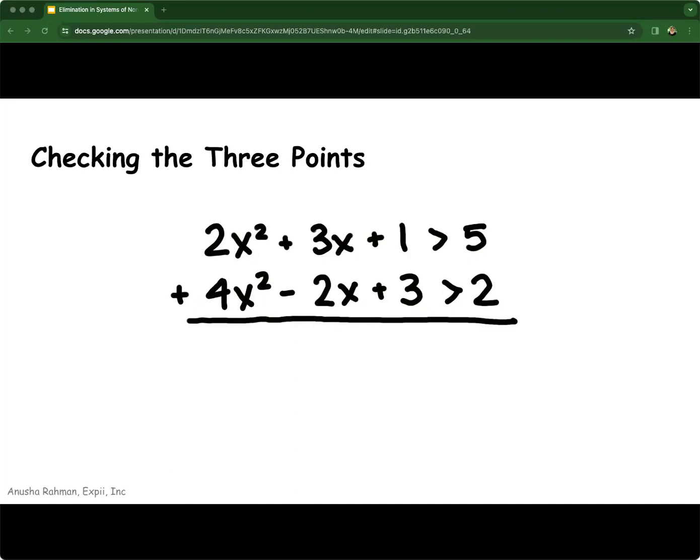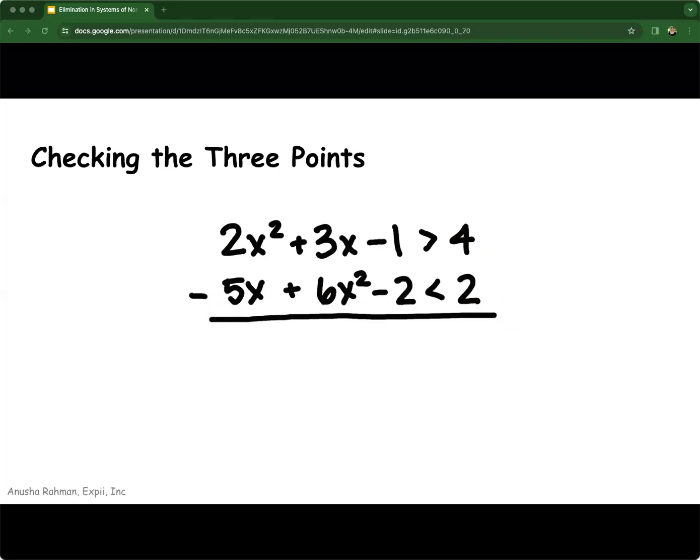In the third point, we said that the like terms should be stacked on top of each other. We can see that the squared values are on top of each other, the x values are stacked, and the constants are stacked. We're looking good with this system. Let's look at this next one to check our 3 points. Don't try to solve this system either. We're just checking our 3 points to make sure that the system can be solved.